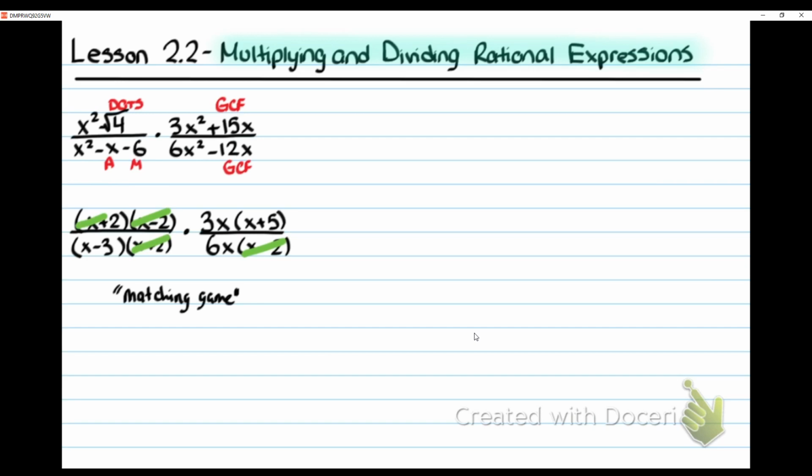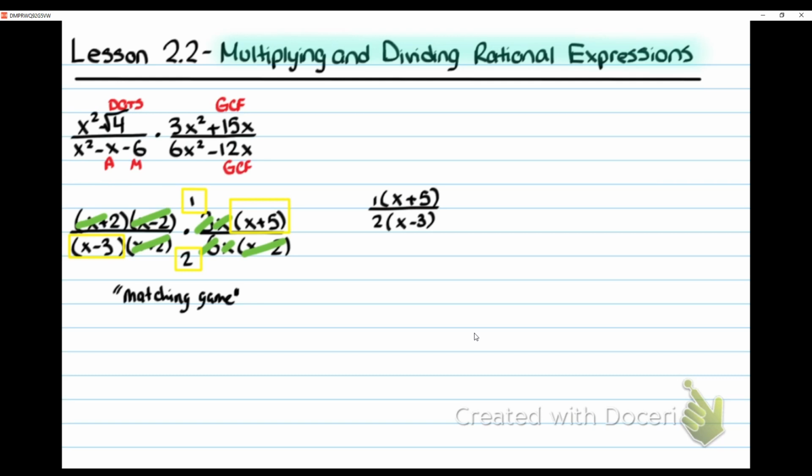And the x minus 3 and the x plus 5 does not match, but you also have to remember about your monomials that are left over. So I have 3x and 6x. The x's can cancel, and 3 over 6 reduces to 1 over 2. And then you're left with 1 times x plus 5 in the numerator and x minus 3 times 2 in the denominator. So your final answer, 1 times x plus 5 over 2 times x minus 3.